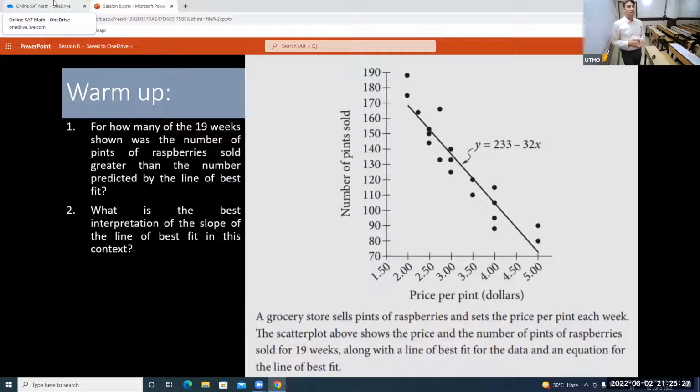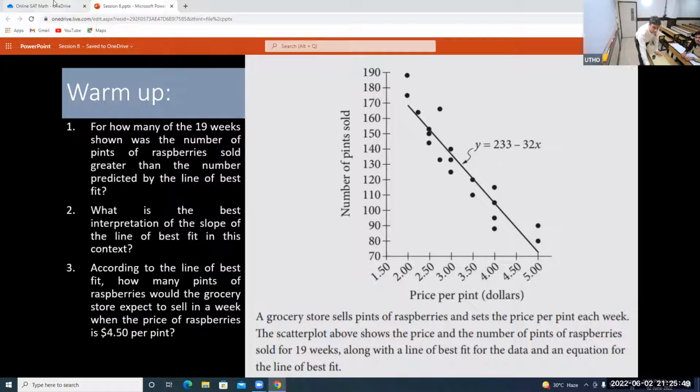The best interpretation is, of course, जब SAT का ऐसा question आएगा तो 4 options होंगे. But हम यहाँ क्लास में समझने के लिए कर रहे हैं. So the best answer is: if you increase the price by $1, your sales will go down by 32 pins. ठीक है वंश? Yeah, got it. Let's do one more one.